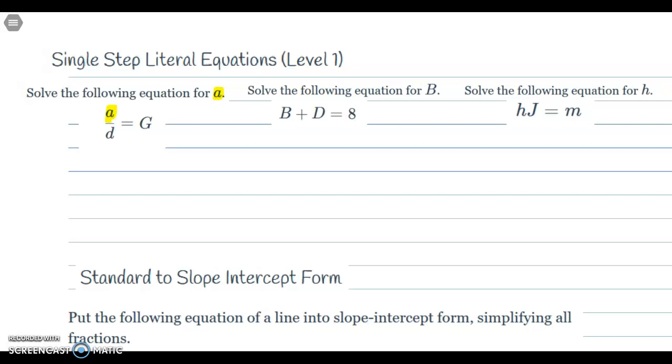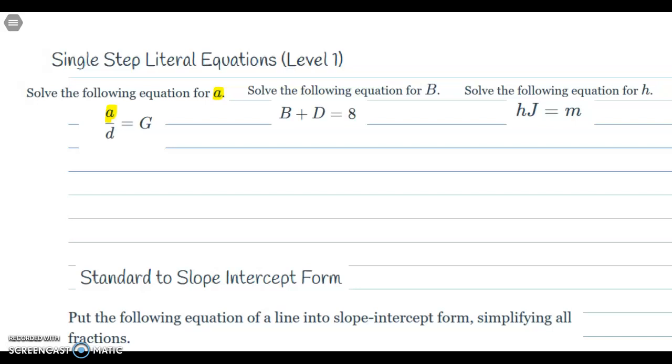All right, so here we've got single step literal equations. And what you want to be focused on is the letter they tell you to solve for. You're going to treat these equations just like you treat any equations. You're going to work away from the variable you're looking for, and you're always going to do the opposite, and you're just going to solve. Except this time your answers won't be like x equals 5 or something. It'll be whatever variable you're looking for equal to a lot of other stuff.